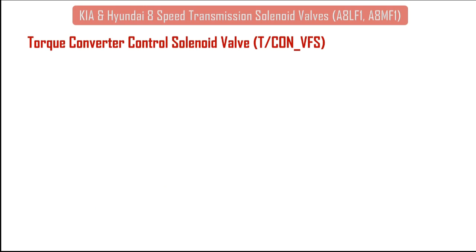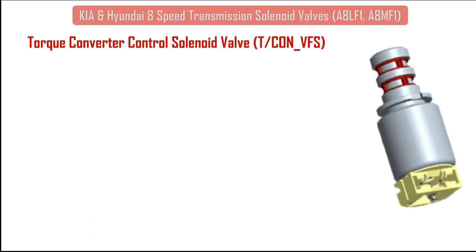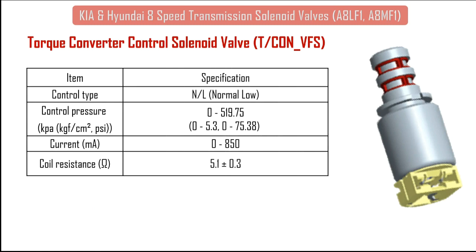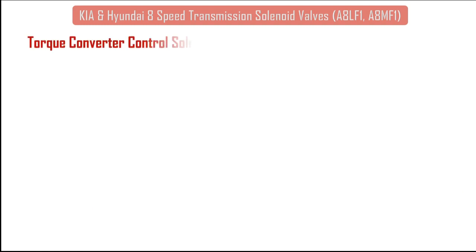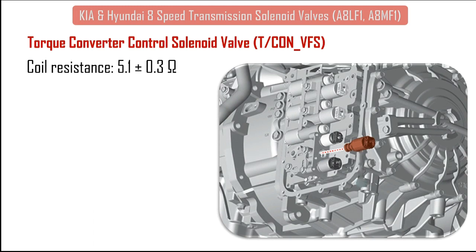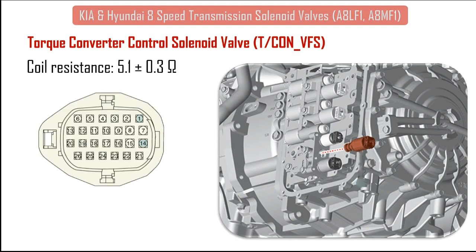We have the torque converter control solenoid valve as well. This one is normal low. The amount of resistance and the current is like the previous one that I just explained. The location for this solenoid valve on the valve body is right here, and it's easy to check the internal resistance when you have the pin numbers like this, number 14 and number 1.